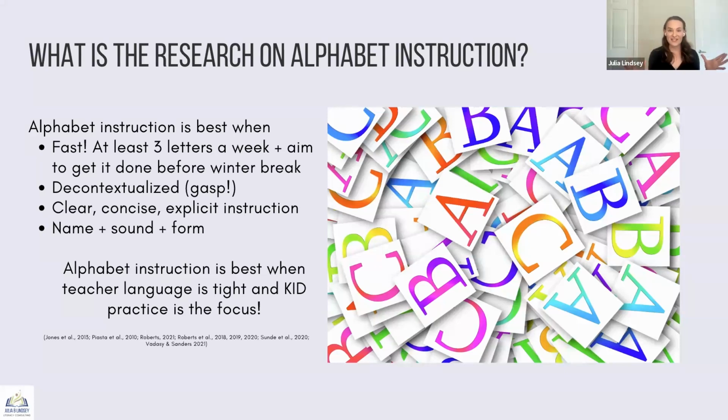And last, alphabet instruction is best when our teacher language is super tight and concise, and our focus is on children practicing. In some research studies, we see that children benefit the most from protocols where kids are engaged in 70 opportunities to match a sound with a formation over the course of 3 days or so. So we're thinking about an enormous number of practice opportunities for children to look at the form of a letter and say the sound, or hear the sound and point to a form, or do both of those actions with the name as well.